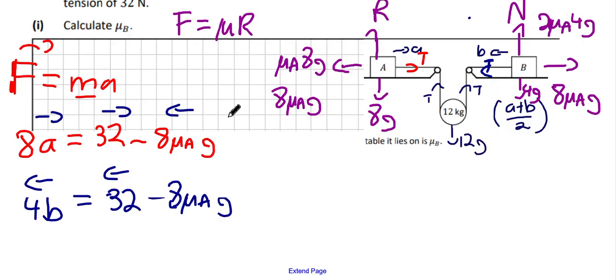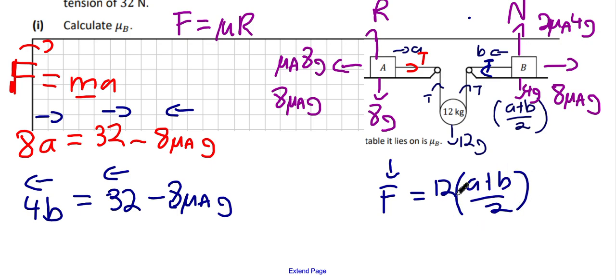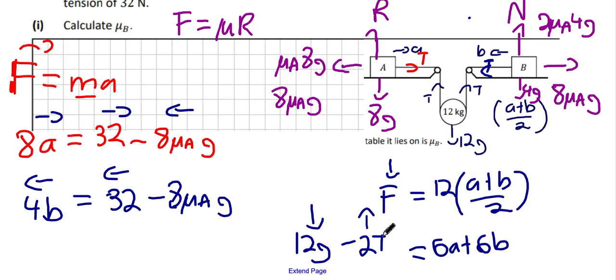Down. So, force going downwards is M, which is 12 kilograms, times (A plus B) all over 2. We all agree that 12 divided by 2 is 6. So do you all agree it's 6A plus 6B? Now what causes it to go downwards? 12G going downwards. What causes it to go back upwards? 2 T's. Why is there 2 T's? And T is 32, so 64.